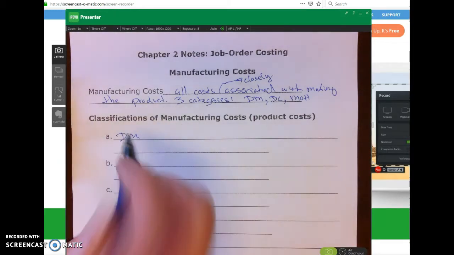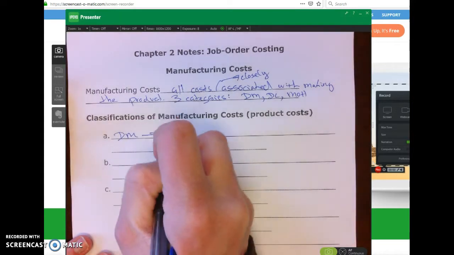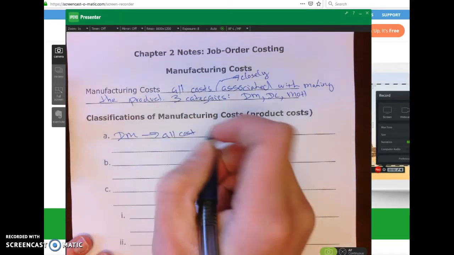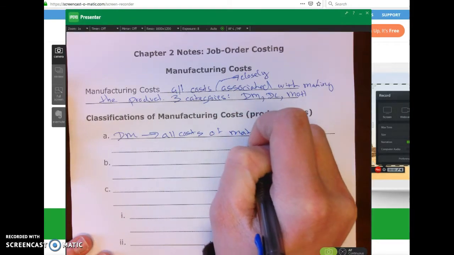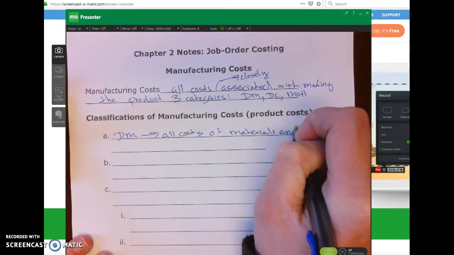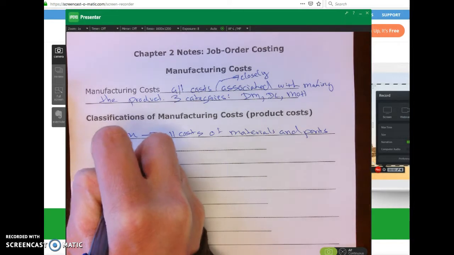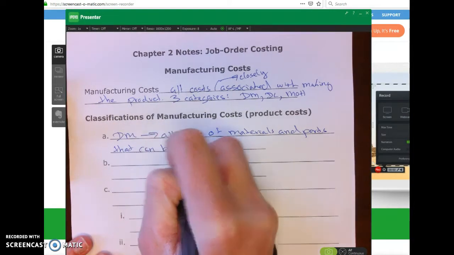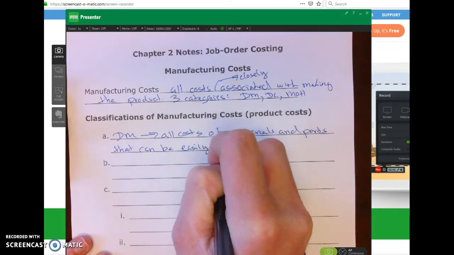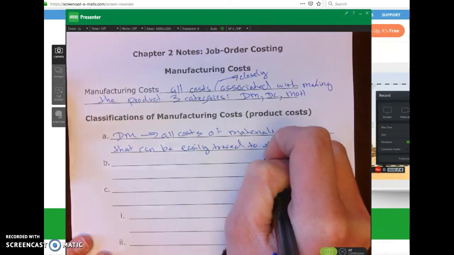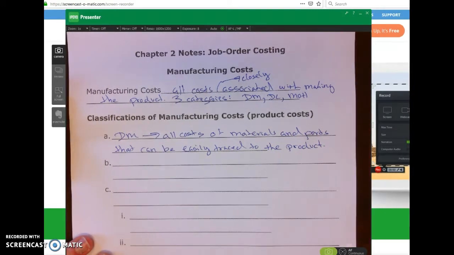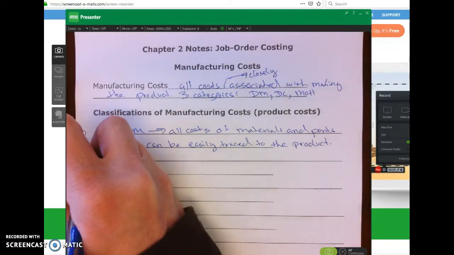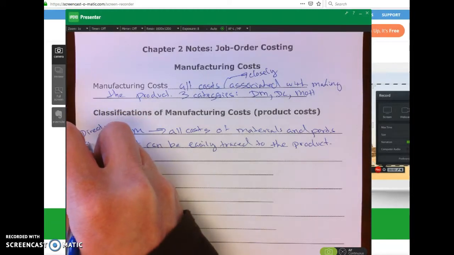First, DM, which is direct materials. Direct materials are all costs of materials and parts that can be easily traced to the product that we make. Direct materials is a variable cost.